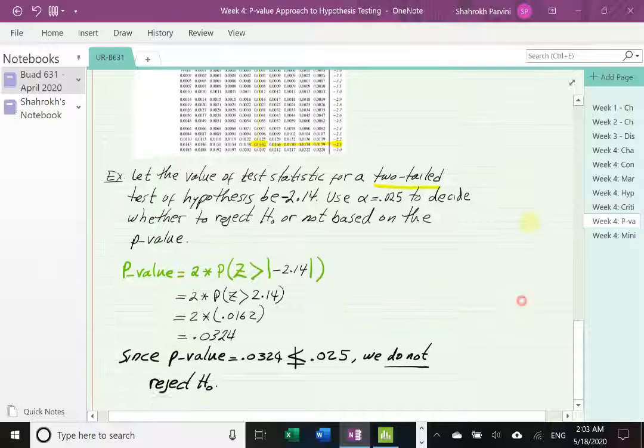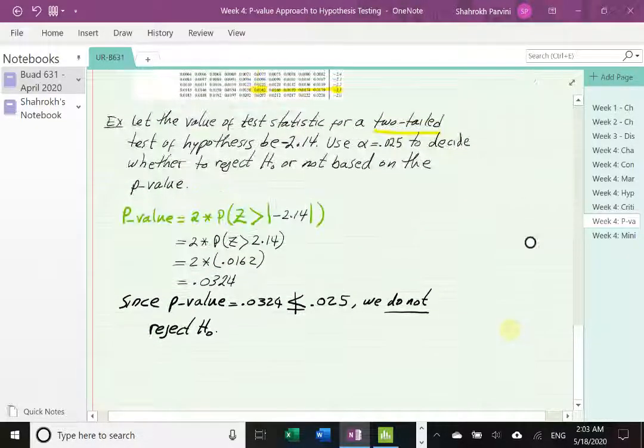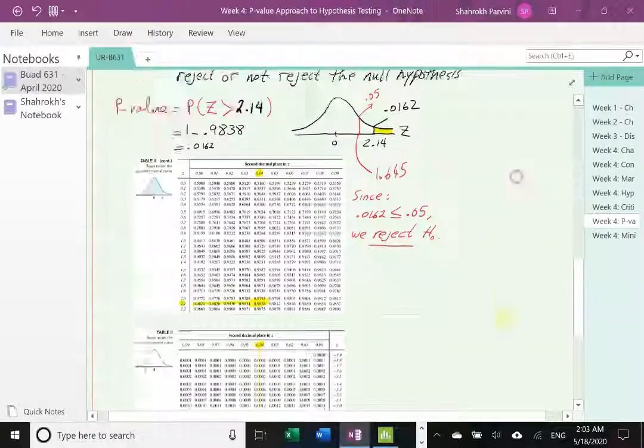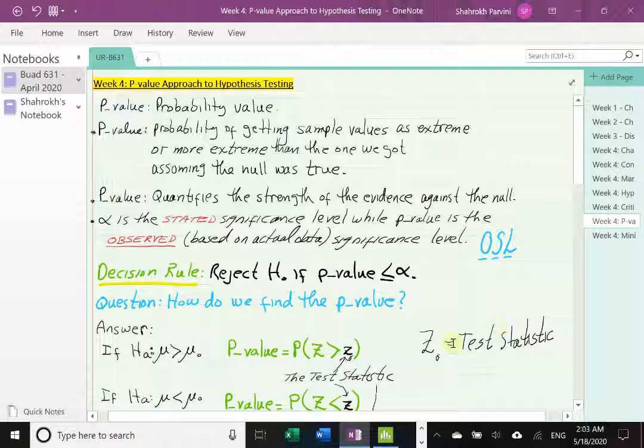Okay. So, I just wanted to mention the p-value approach to hypothesis testing. We are done with this video, and we're going to take a look at some examples next using Minitab.